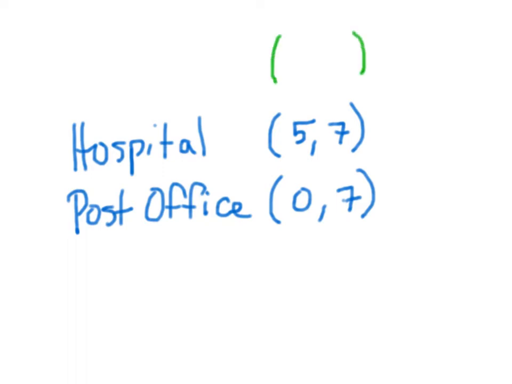Remember that when you're looking at ordered pairs, you have x and y, and this x is always the horizontal distance first, and then the y is the vertical. So when we look at these locations of the hospital and the post office, do you notice anything? They both have the same coordinate for the y, or the vertical coordinate.